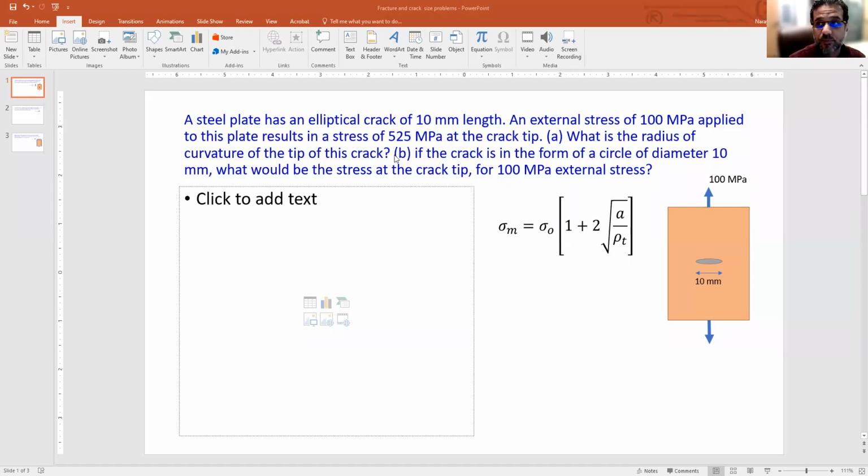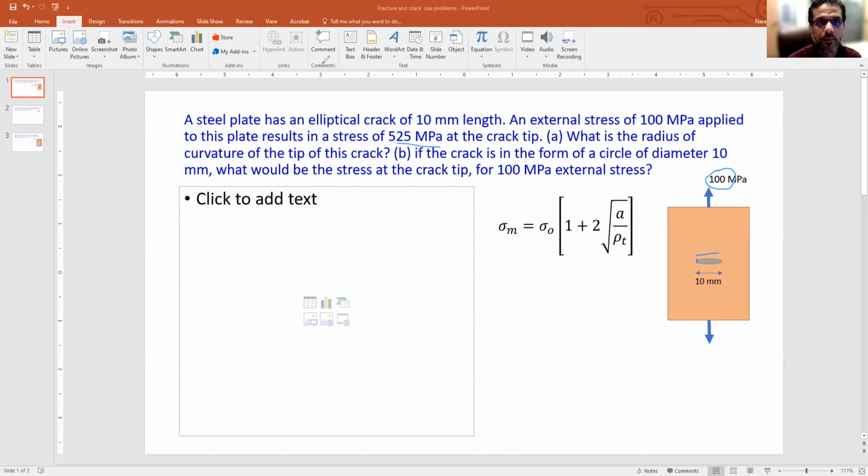So this set of problems deal with fracture mechanics and crack propagation. The first question is: a steel plate has an elliptical crack of 10 millimeter length. You can see that here, a crack that is 10 millimeters long. An external stress of 100 megapascal is applied, and the application of this 100 megapascal stress results in a stress at the crack tip here of 525 megapascal. Knowing that, what is the radius of curvature of the tip of this crack?